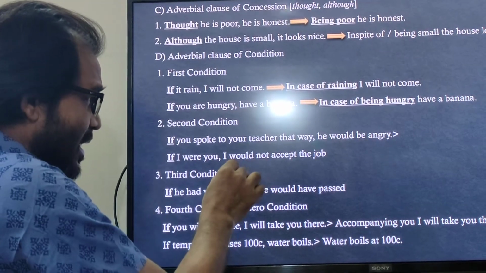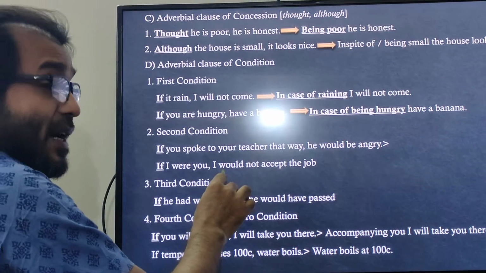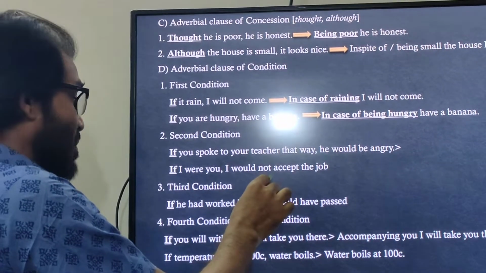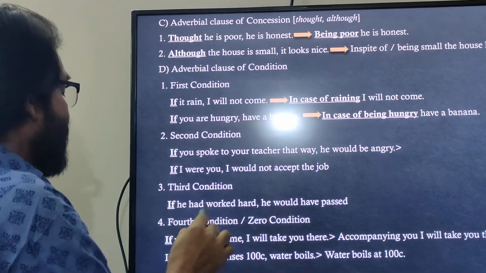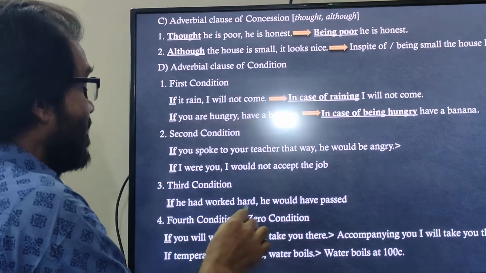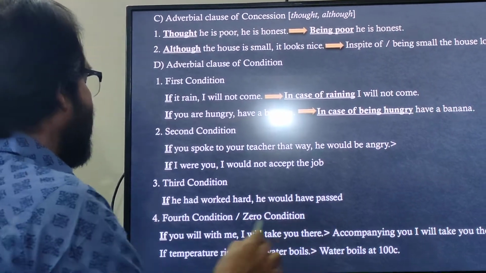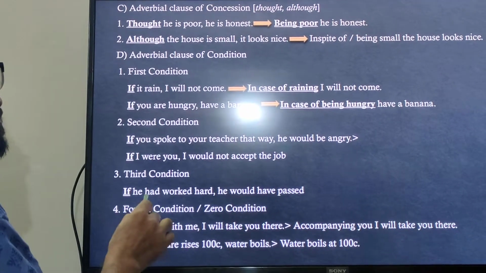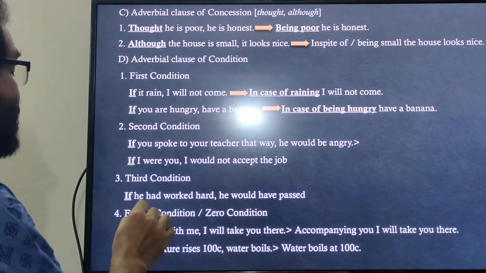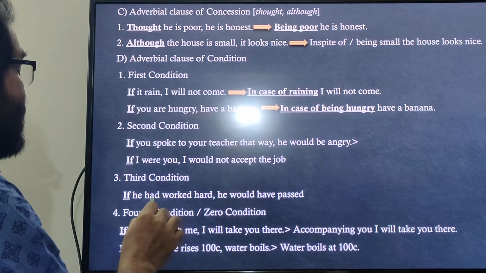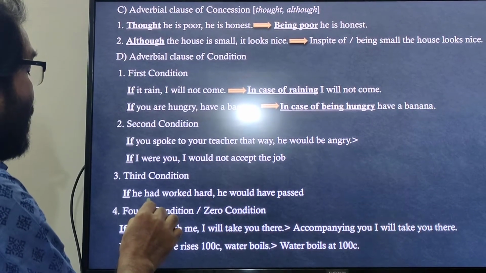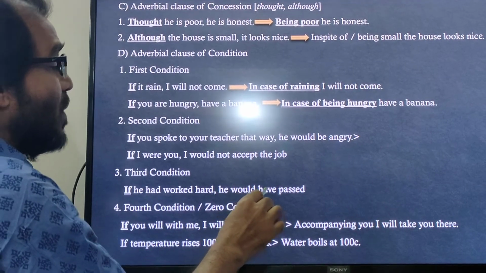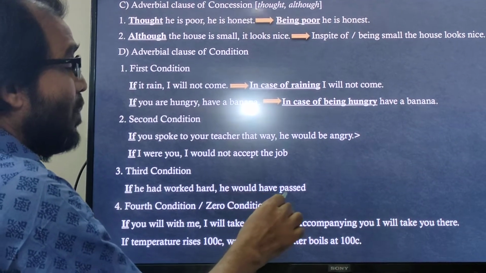This sentence can be used to complete the idea. That is question number 7 in the national examination. Third condition: If he had worked hard, he would have passed. In the third condition, the subordinate adverbial clause takes the past perfect tense, and the principal clause takes would plus base form of verb, or would have plus V3.